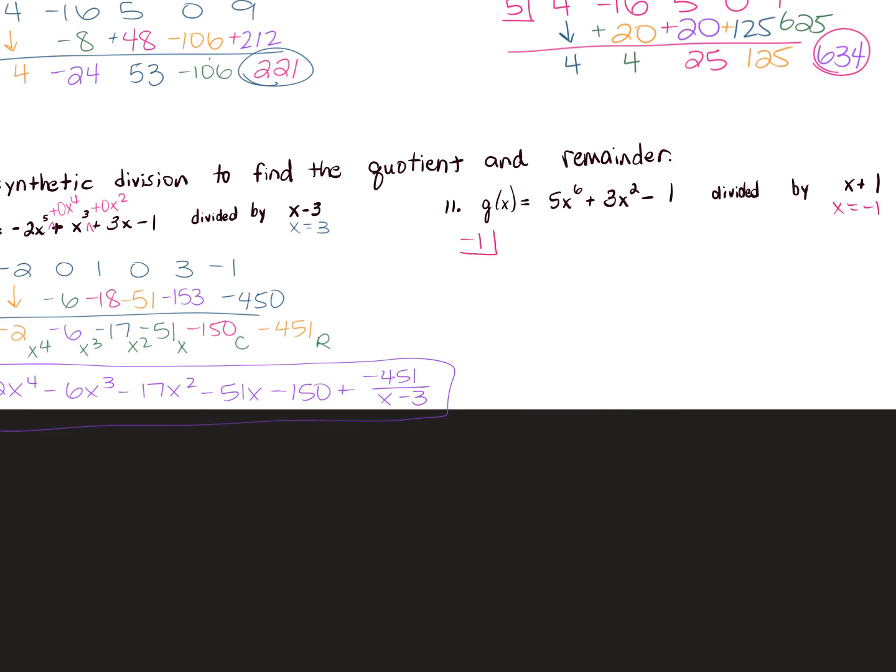Then on the inside you have 5, then 0 because you're missing x to the 5th, 0 again because you're missing x to the 4th, 0 again because you're missing x cubed. Then your x squared has a coefficient of 3, 0 again because you're missing the x, and then negative 1.